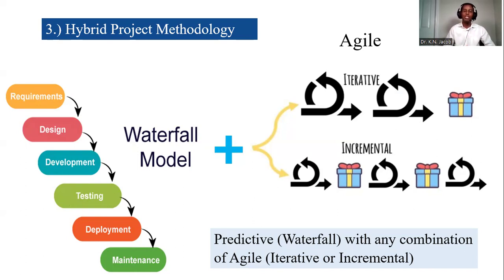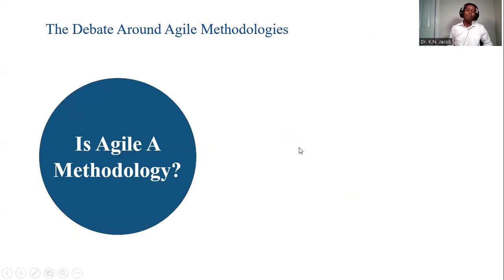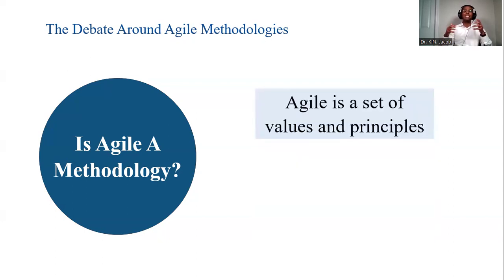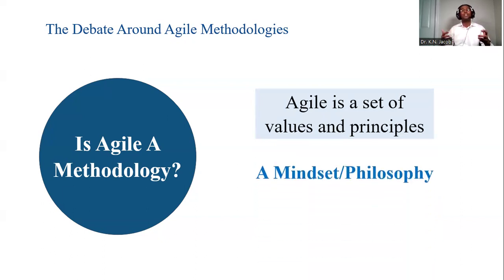Now, there is a debate around the term methodology in regard to Agile. Is Agile a methodology? There are people who are uncomfortable calling Agile methodologies, and for good reasons. Because strictly speaking, Agile is a set of values and principles. Agile is actually a mindset, it's a philosophy. It's a philosophy that adapts to change, that incorporates flexibility.